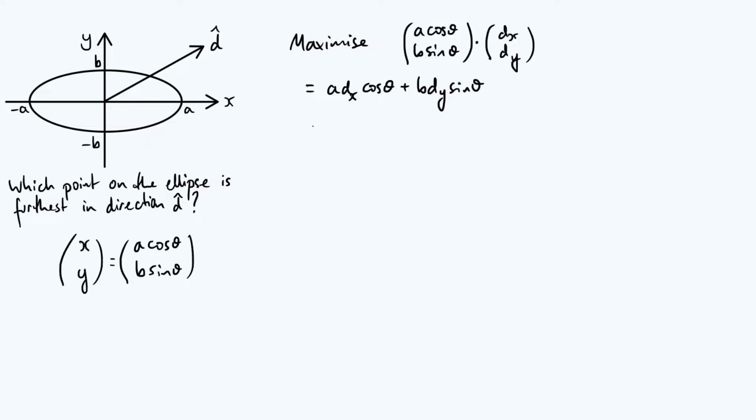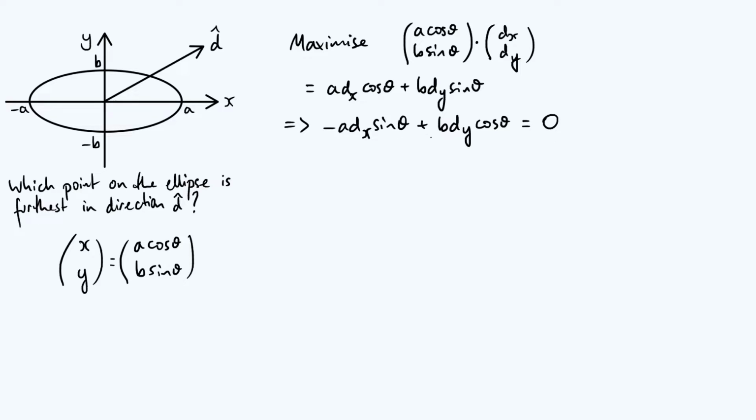So we could differentiate it with respect to theta and see what we get. If we differentiate with respect to theta, cos becomes minus sin, so you get minus a dx sin theta. Sin becomes cos, so you get plus b dy cos theta. If we're trying to maximize it, we're looking for a turning point basically, so we're going to set that equal to 0.